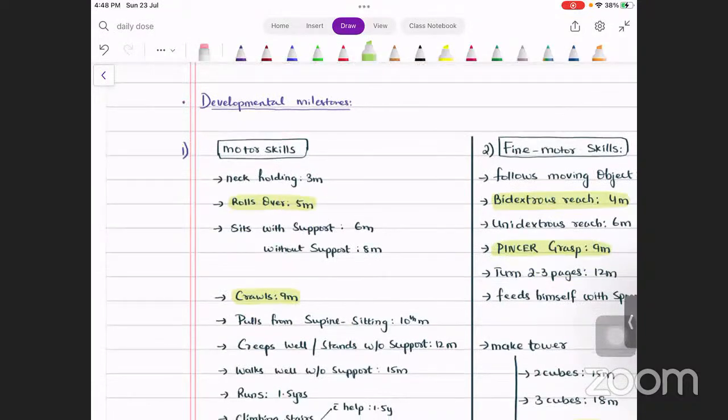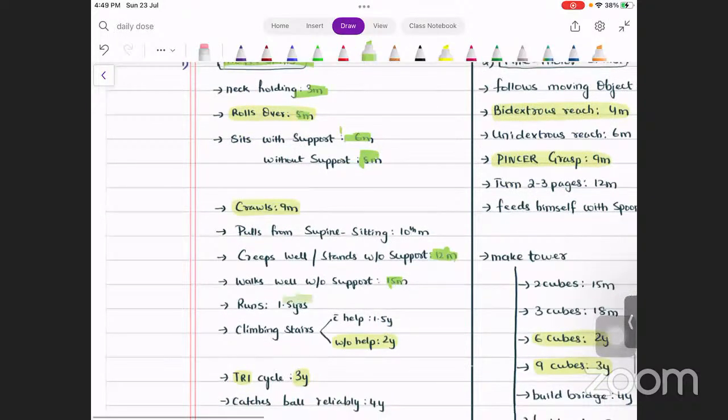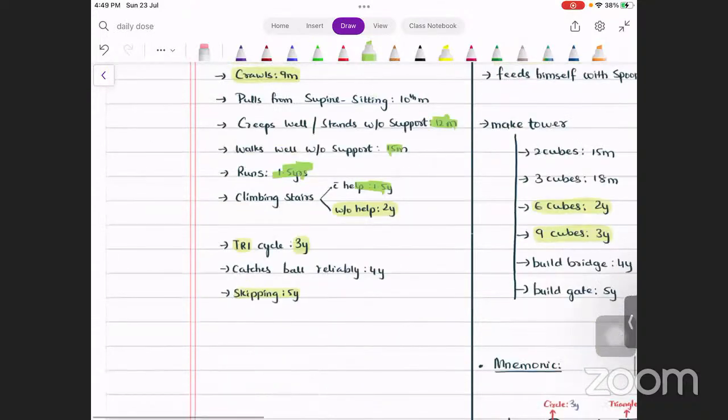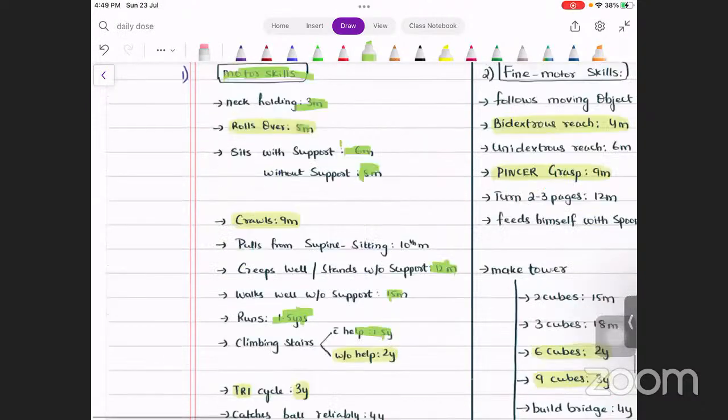Speaking about the developmental milestones, motor skills: neck holding by 3 months, rolls over by 5 months, sits with support by 6th month, without support by 8th month, crawls by 9th month, pulls from supine to sitting by 10th month, creeps well by 12th month, walks without support by 15th month, runs by 1.5 years, climbs stairs with help by 1.5 years and without help by 2 years, tricycle by 3 years, catches ball reliably by 4 years, and skipping by 5 years.